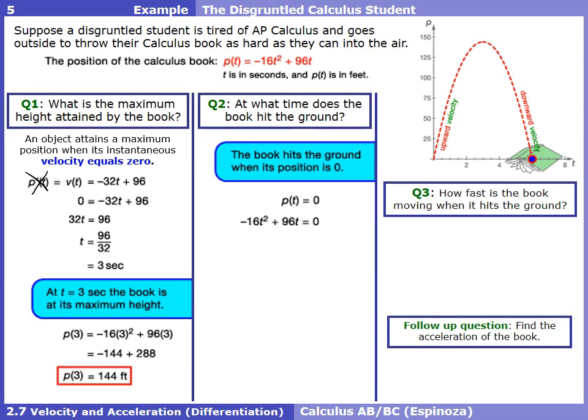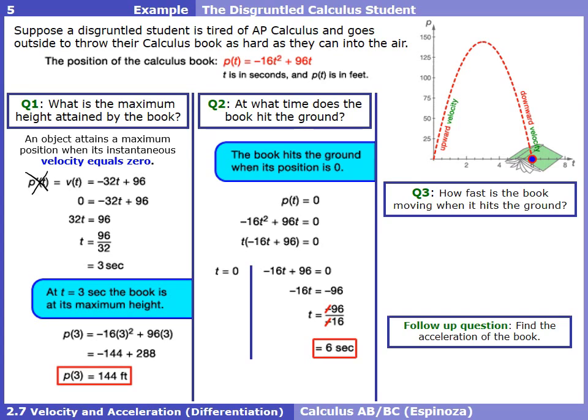So we can take our position function, set it equal to 0, and factor the position function, and set both of the factors equal to 0. We'll get t equals 0, and when you solve negative 16t plus 96 equals 0, we'll get 6 seconds. So that makes sense. At t equals 0 is when it started at position 0. After 6 seconds, it's back to position 0. It hit the ground. So that's our answer. At what time does the book hit the ground? Well, it takes 6 seconds to come back to the ground.